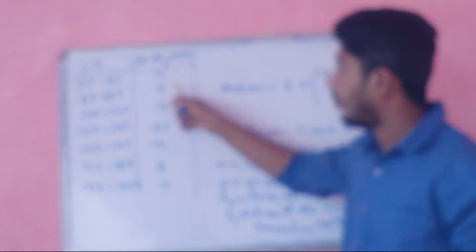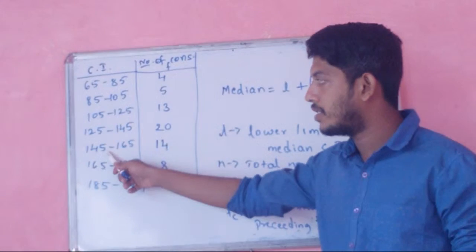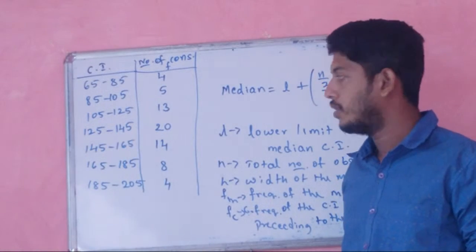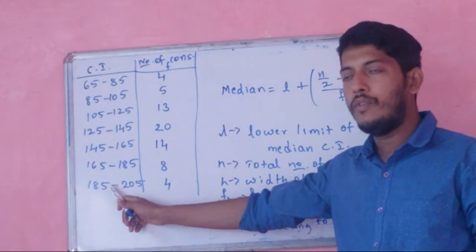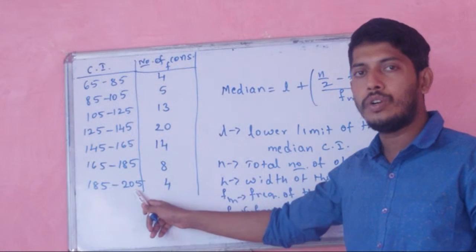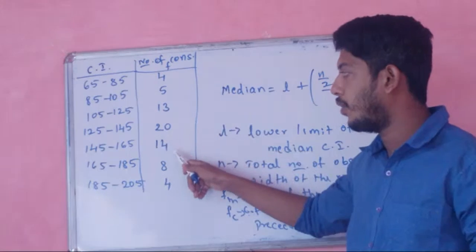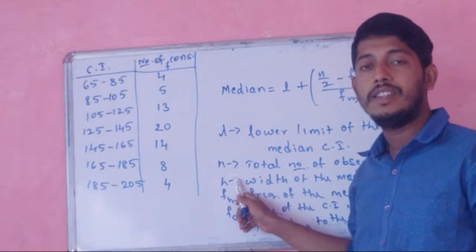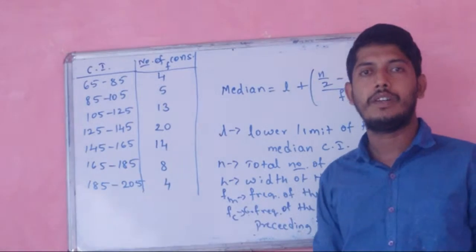Then, if you add 4, 5, 13, 20, 14, that gives the cumulative frequency of the class interval 145 to 165. Like that for this also. If you want to find out the cumulative frequency for class interval 185 to 205, what we have to do is add 4, 5, 13, 20, 14, 8 and 4. That gives the cumulative frequency of the 185 to 205 class.